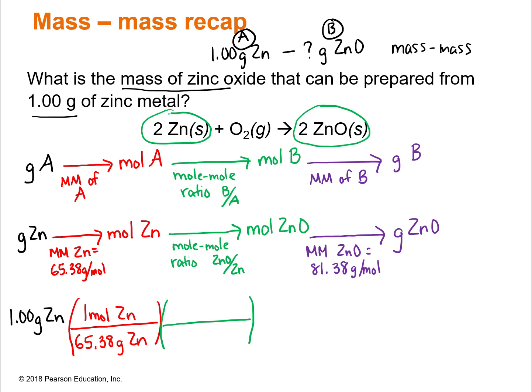It's going to be 2 to 2. Two moles of zinc oxide for every 2 moles of zinc. The last part, we're using the molar mass of zinc oxide to get to grams. Grams are going to go on top this time.